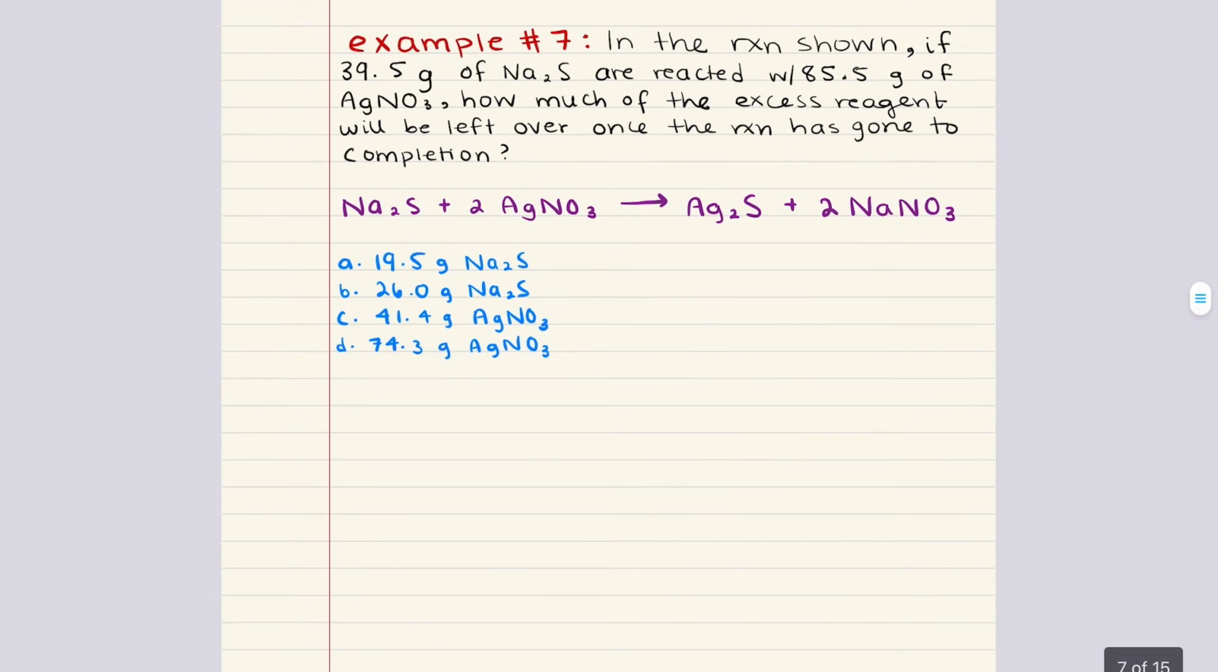7 says in the reaction shown, if 39.5 grams of sodium sulfide is reacted with 85.5 grams of silver nitrate, how much of the excess reagent will be left over once the reaction has gone to completion? In the reaction that we're given, we have 1 mole of sodium sulfide reacting with 2 moles of silver nitrate to give us silver sulfide and 2 moles of sodium nitrate.